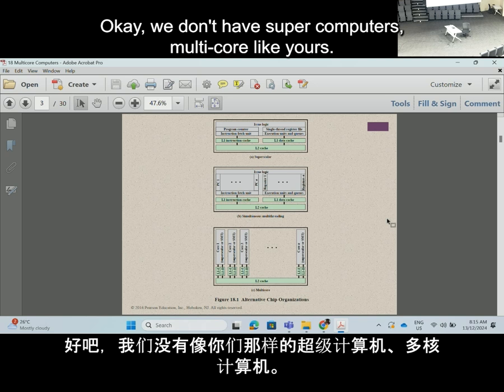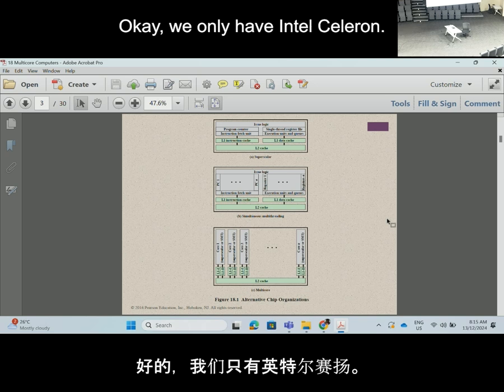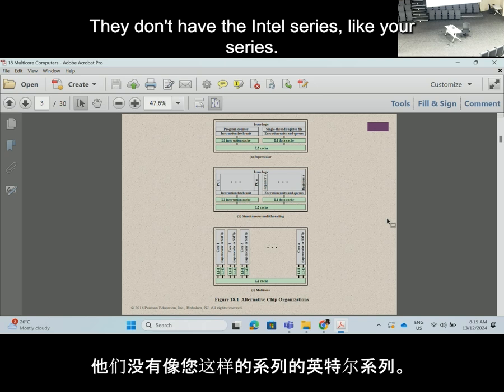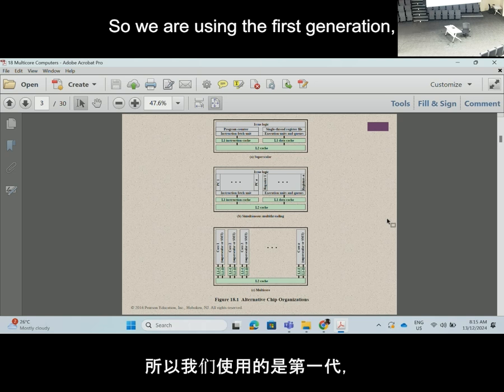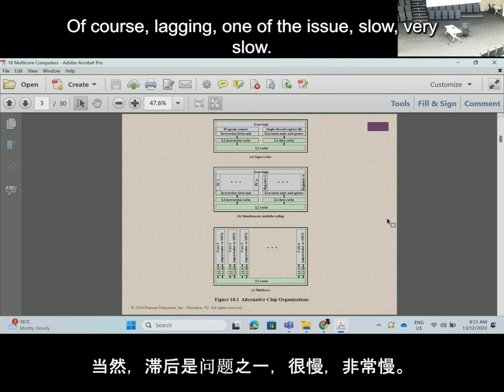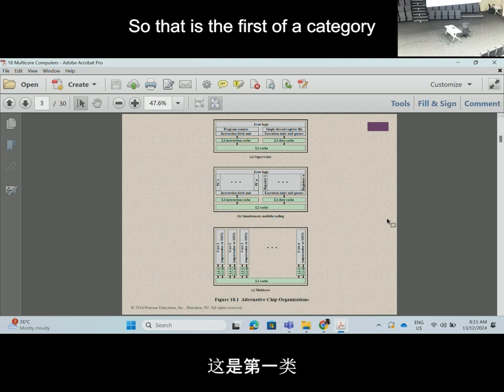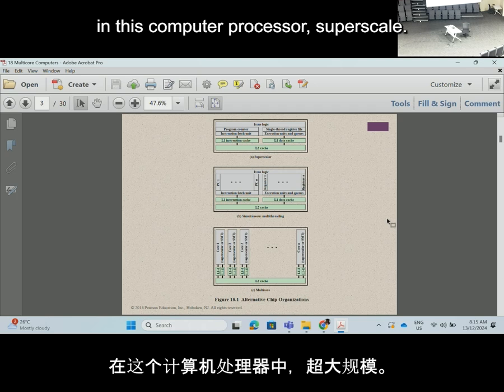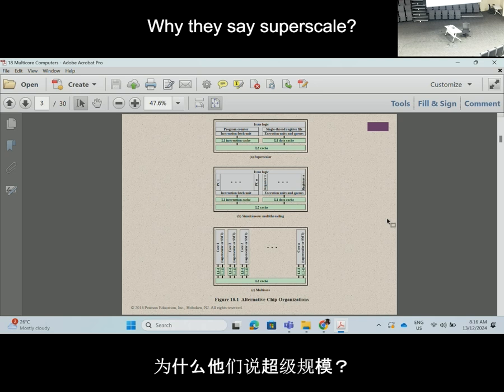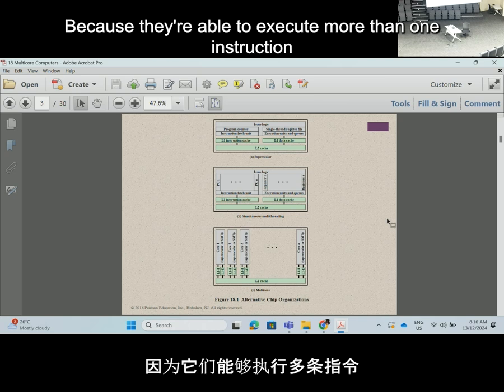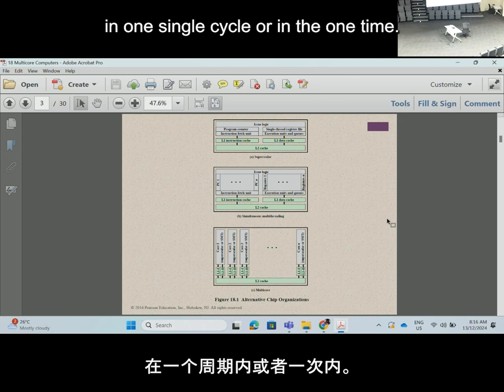We didn't have supercomputers or multi-core like yours. We only had the Intel Celeron. They didn't have the Intel series like your series. So we were using the first generation, like this, a category. Of course, lagging, slow, very slow was one of the issues. But for us at that time, that was the fastest, the best. So that is the first category of computer processor, the superscalar. Why do they say superscalar? Because they are able to execute more than one instruction in one single cycle, or at one time.